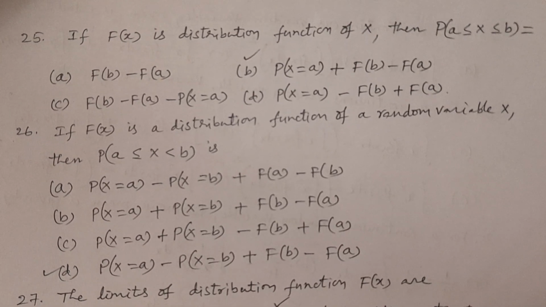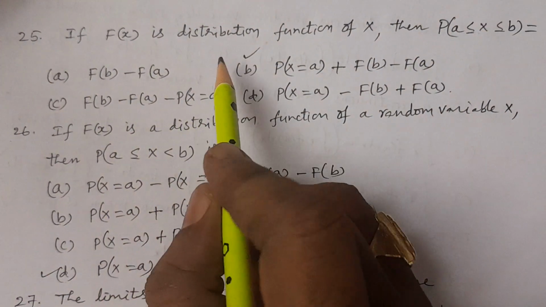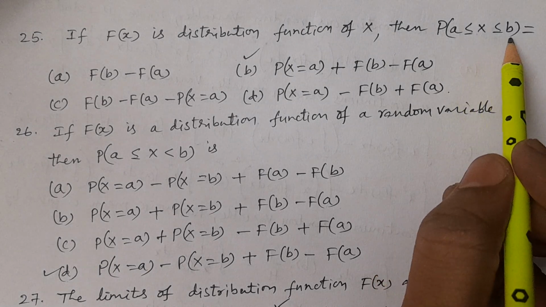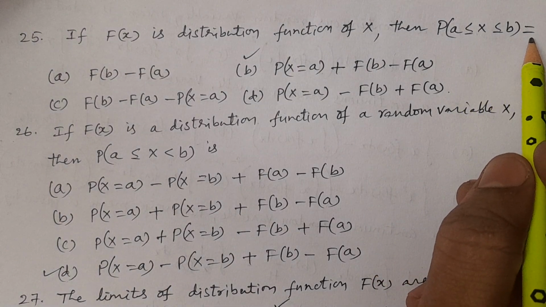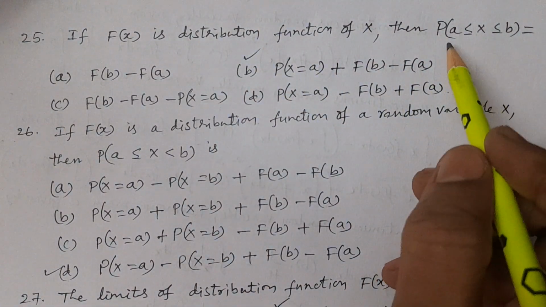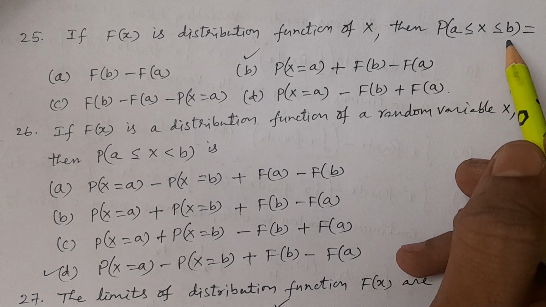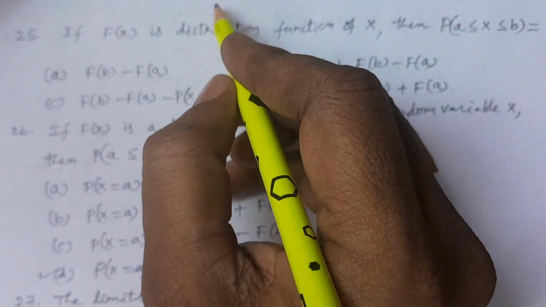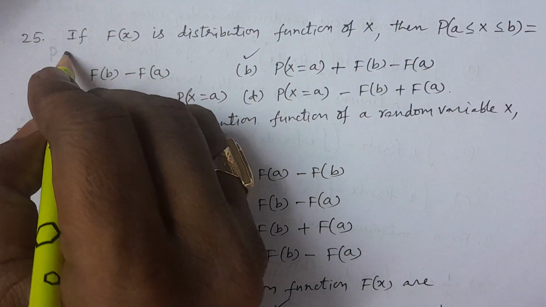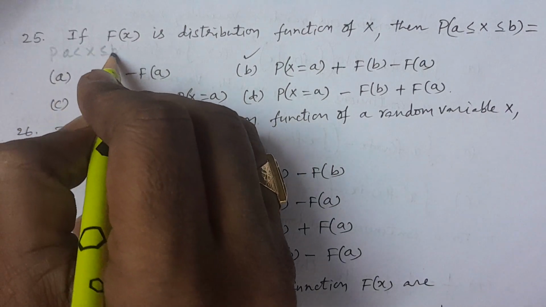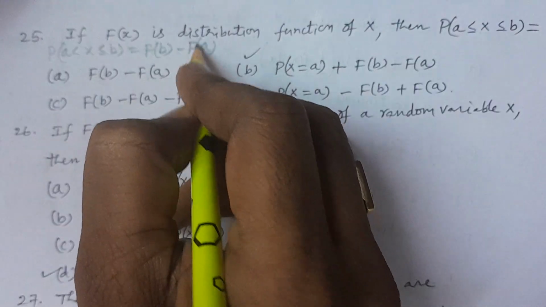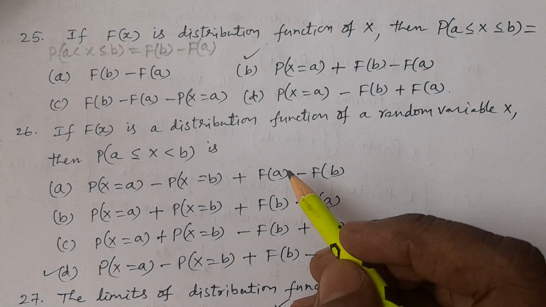Now I start question number 25. If f of x is the distribution function of x, then probability of a less than or equal to x less than or equal to b is equal to. I have already specified that for any kind of these properties, probability of a less than x less than b or a less than x less than or equal to b, the fundamental property is probability of a less than x less than or equal to b, which is equivalent to f of b minus f of a. From this we can derive all the remaining properties simply.